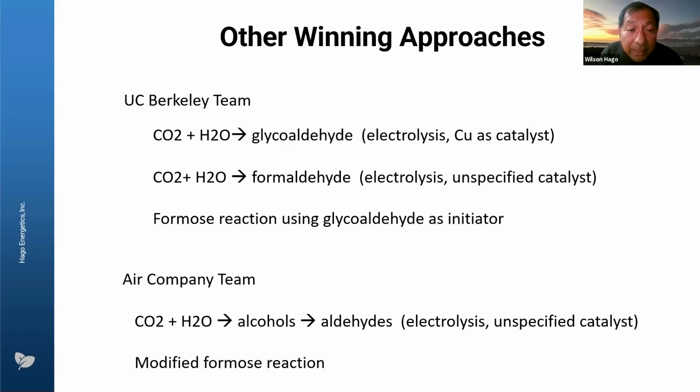There was the Air Company team in Brooklyn that combined CO2 and water to make alcohols and then aldehydes, and then they used a modified FORMOSE reaction to get the product. So at the end of the day, it's just like, how did you generate CO2 from water? All three teams depended on the FORMOSE reaction, a 100-year-old reaction, with not much improvement since then. But that's the way it was done.